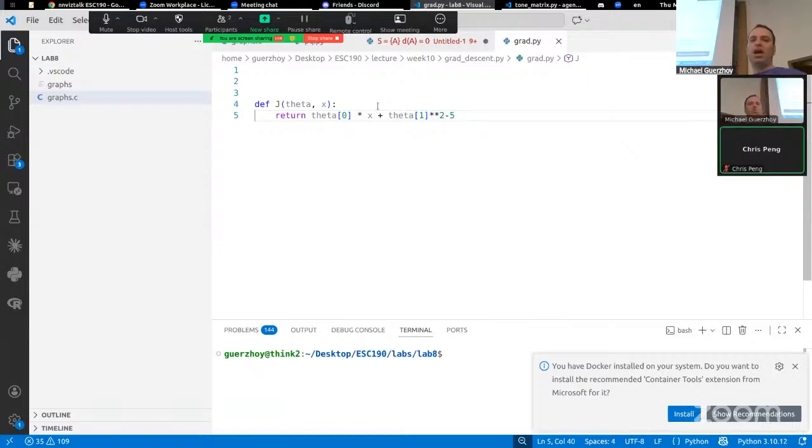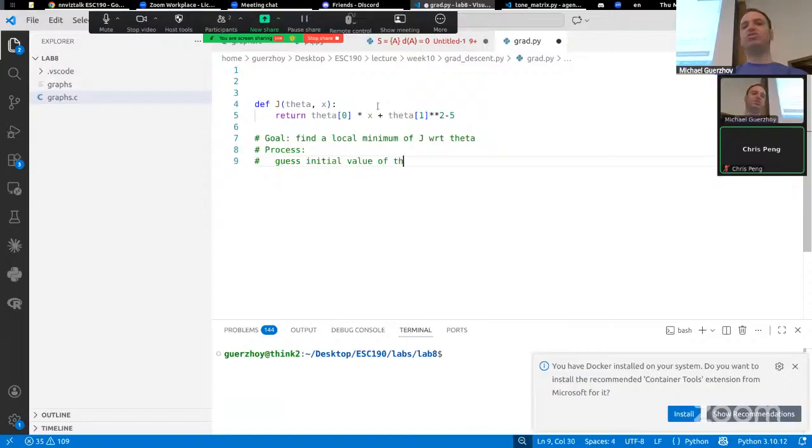So now my goal is to find a local minimum of j with respect to theta. Make sense? So how do I do it? I guess the initial value of theta. This is just a guess. And then I compute the gradient and I follow the gradient.